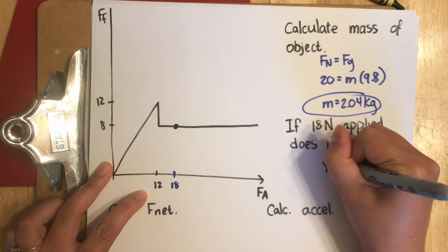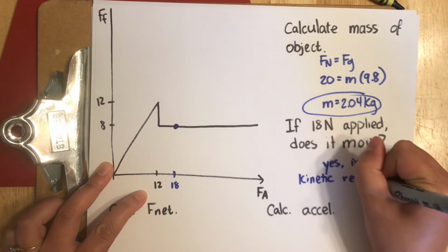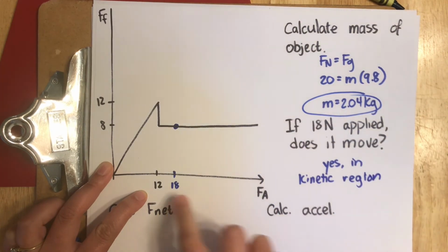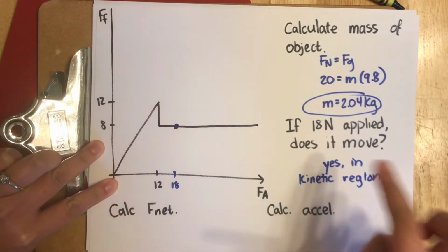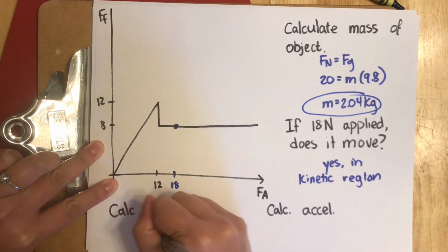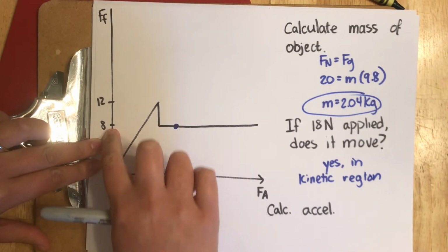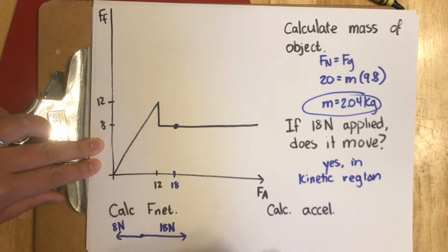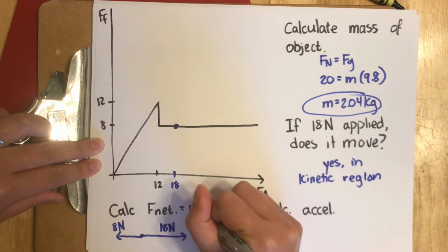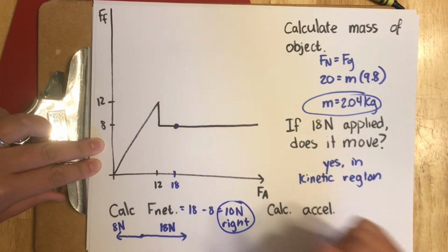Now what about this question? If I apply an 18 newton force, does it move? Well, yeah, I needed 12 newtons to overcome the threshold of motion, so 18 newtons is in the kinetic region, right? Okay, so it says I have 18 newtons applied force. So in my free body diagram, there's 18 newtons to the right, minus 8 newtons of friction, and that gives me a net force of 10.